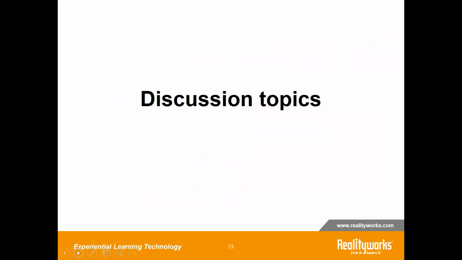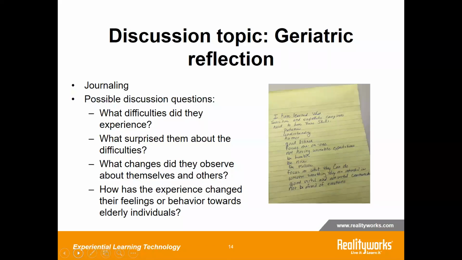So learning labs and activities are a great tool in the classroom, but so are meaningful discussions relating to geriatric sensitivity. So now we'll discuss a few topics that are helpful for generating thoughtful discussion and reflection. First, journaling. It's just a great way for students to reflect on any experience. One instructor gives students a geriatric simulator to wear and then has them journal after the experience to document what they were thinking and feeling.